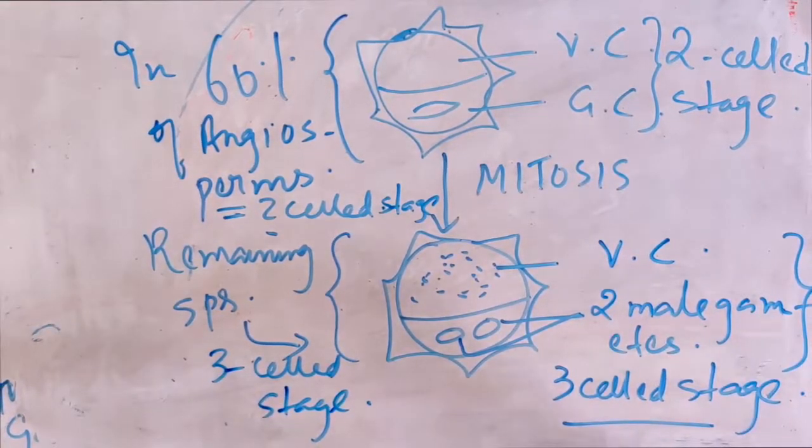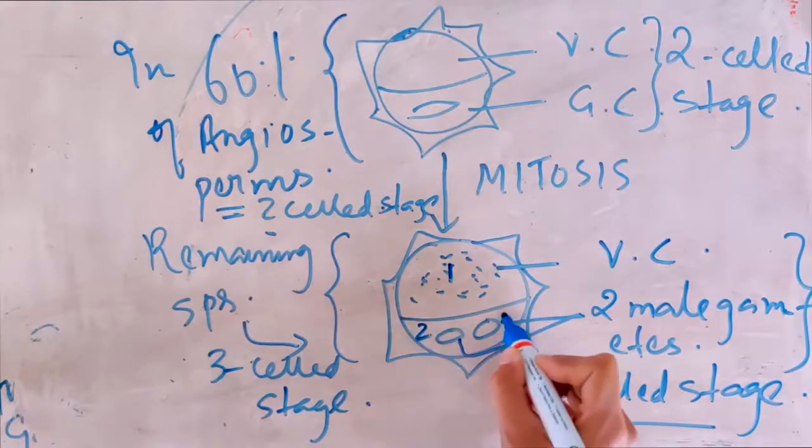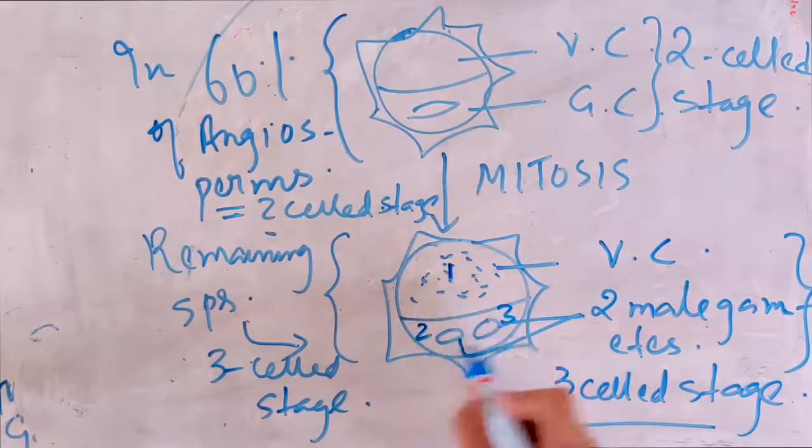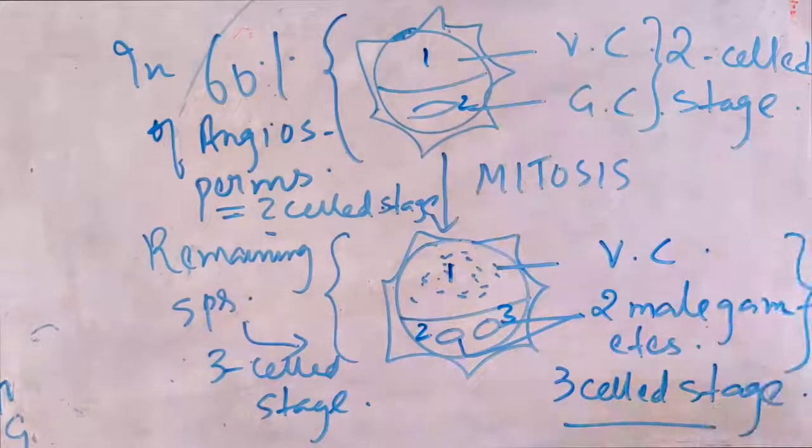Because of mitosis, the generative cell divides once again to form 2 male gametes. So we have 1, and then 2 and 3: 1, 2, 3. That is the 2 cell stage and the 3 cell stage.